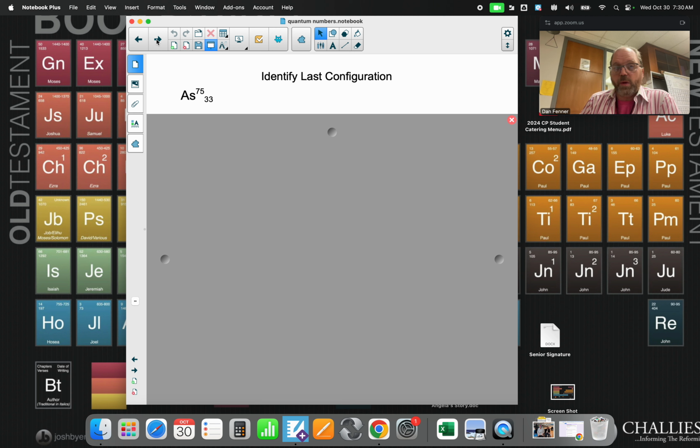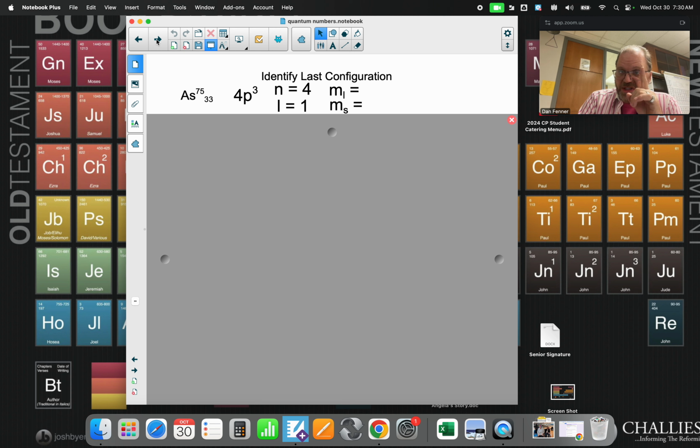Let's do arsenic. When we do this, we're going to take the last configuration, all the configuration. Arsenic, 1s2, 2s2, 2p6, 3s2, 3p6, 4s2, 3d10, 4p3. The last configuration for arsenic is 4p3. That's one that's unique for arsenic. So what's the energy level there? Energy level is 4. Now, we said P, remember, S is 0, P is 1, D is 2, F is 3, so therefore it's 1.